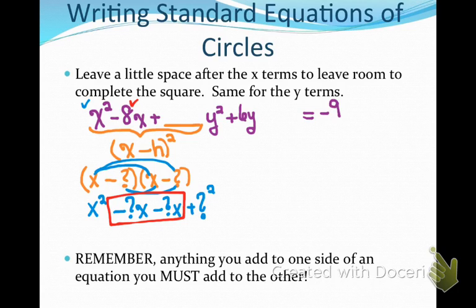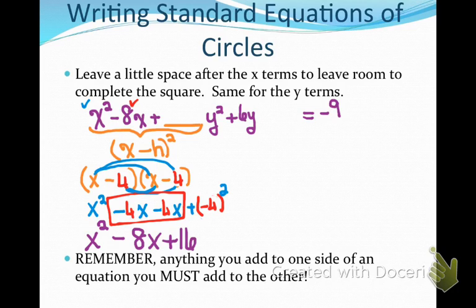So I think I need to put negative 4 in there. So x minus 4 times x minus 4. Let's go ahead and FOIL this and see if we get what we need. That'd be x squared minus 8x, which is what we want. So then the number that I need to add to complete the square is negative 4 squared, which is positive 16. So I'm going to add that to this side of the equation to complete that square. If I add it to one side, I must add it to the other side of my original equation.